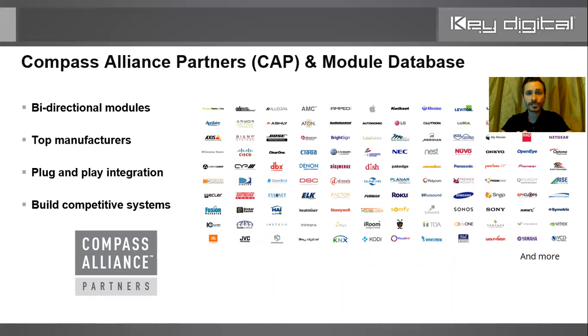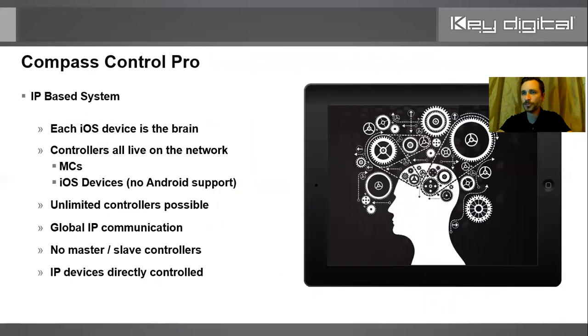I mentioned some of the modules that are available, bidirectional control modules. We have a long list of Compass Alliance partners, and we have all of those modules listed on our webpage. So you could take a look at screenshots of those modules, and even in many cases, we have videos of those modules in action. You just go to the KeyDigital webpage and you go to Products, Compass Control, Bidirectional Partner Modules is what that's called. And you could browse through that entire library.